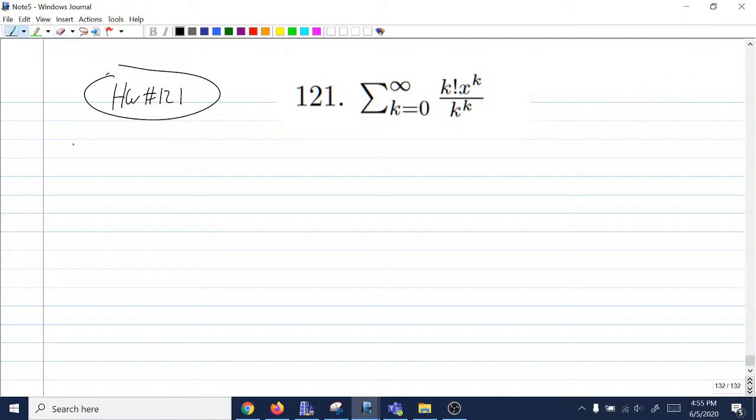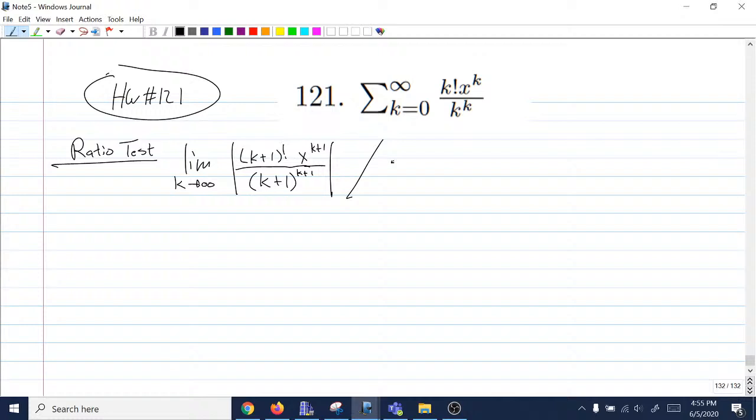Ratio test. Thinking about the limit as k goes to infinity of the k plus 1th term, k plus 1 factorial, x to the k plus 1, over k plus 1 to the k plus 1, that's obnoxious, divided by the kth term, k factorial x to the k over k to the k. Can I understand this?